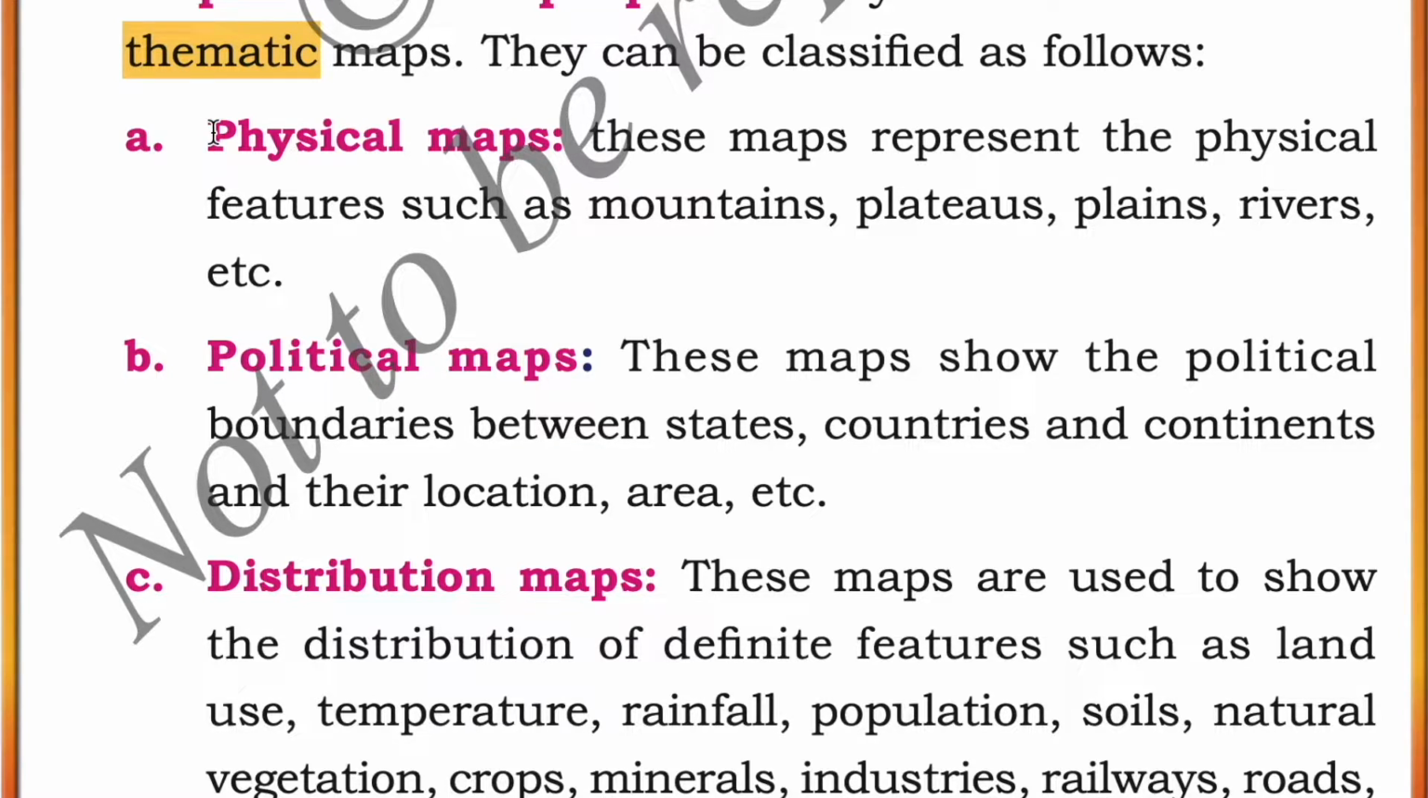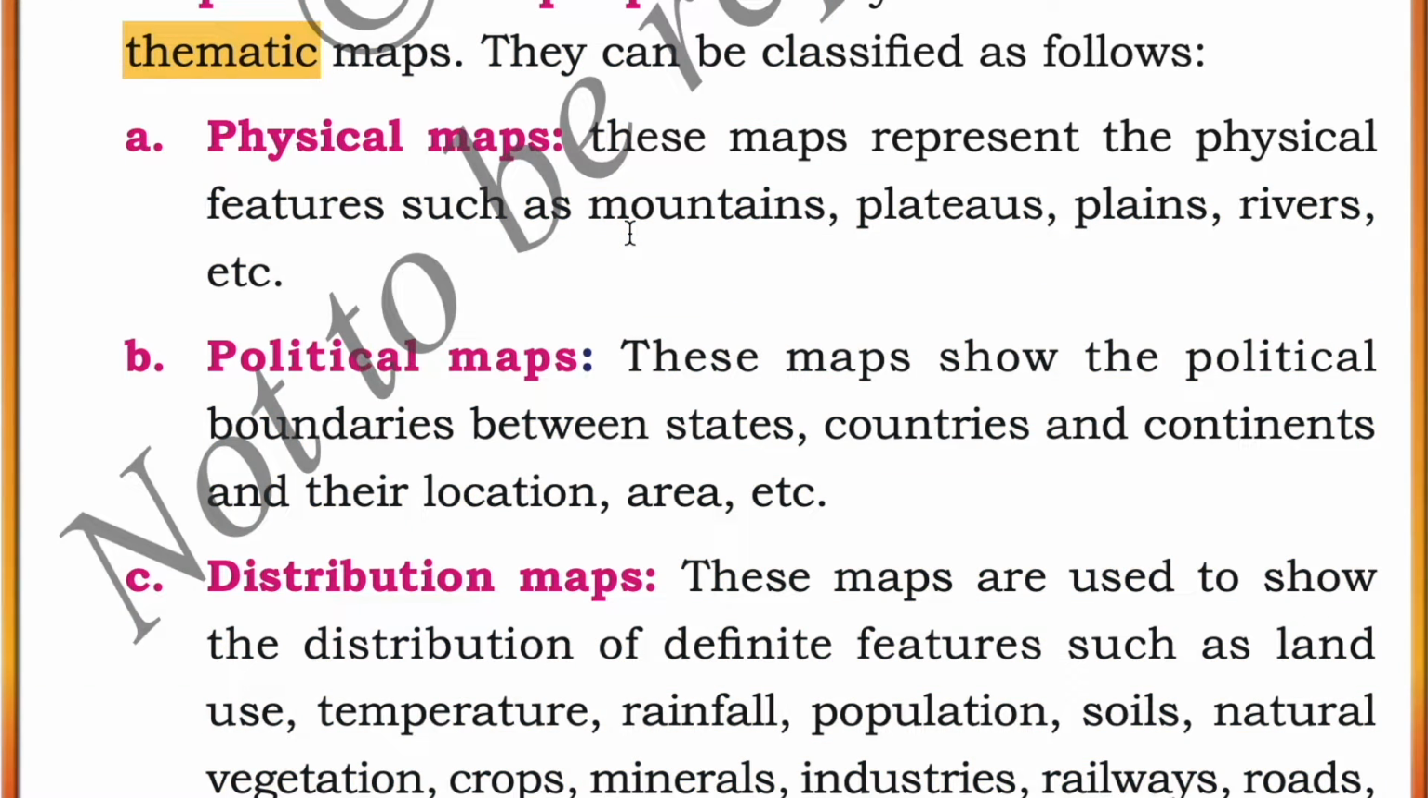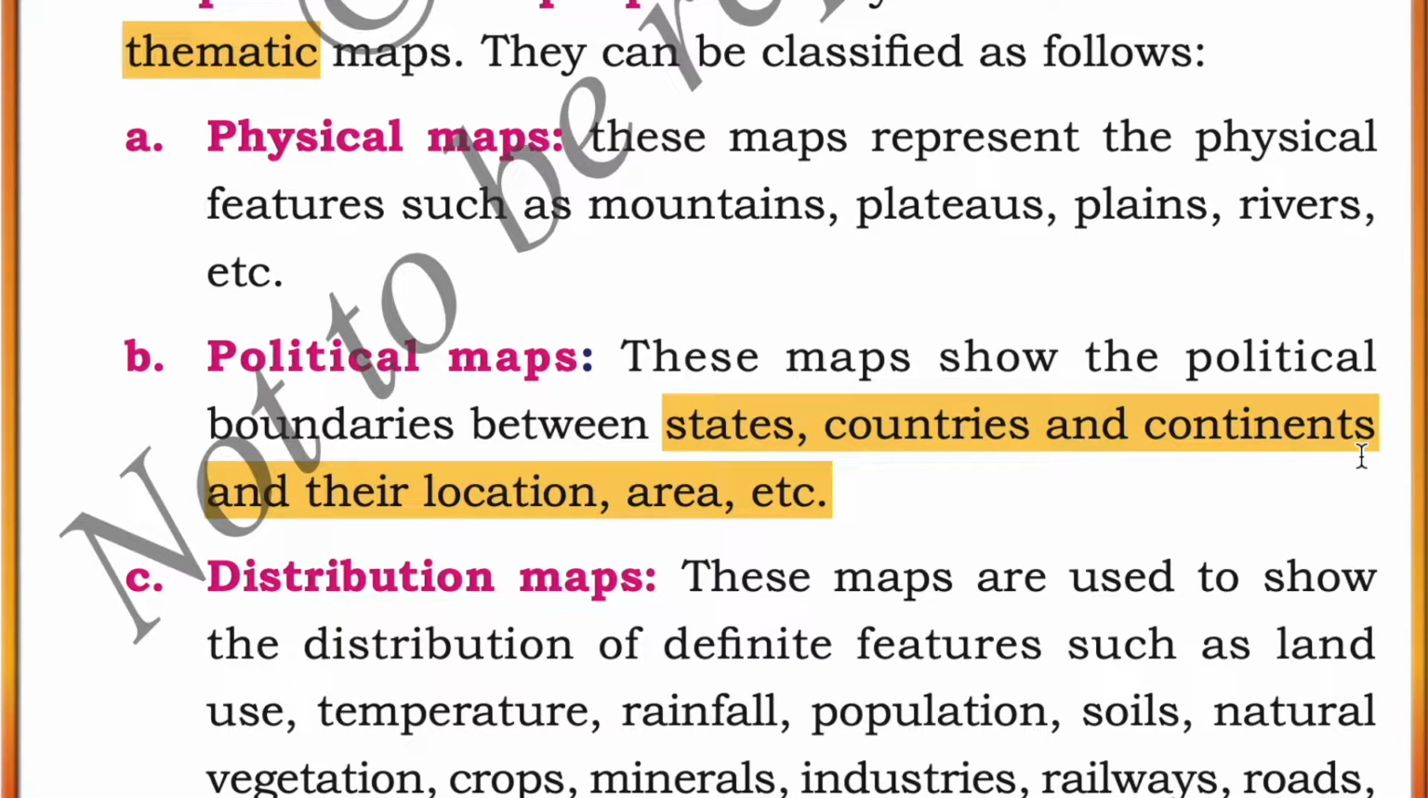The first one, you have physical maps. These maps represent the physical features such as mountains, plateaus, plains, rivers, etc. So these are the features that are represented in a physical map. And the political map shows boundaries between states, countries, continents, their location, area, etc.